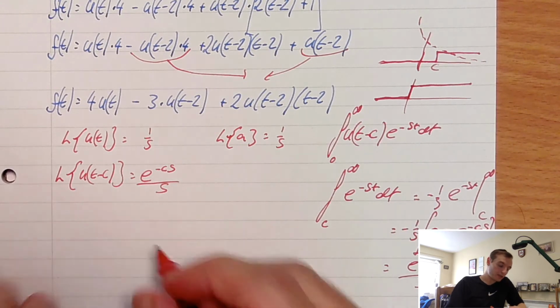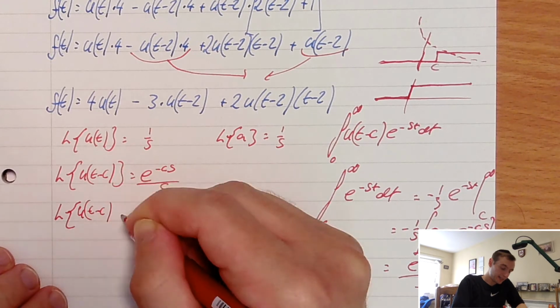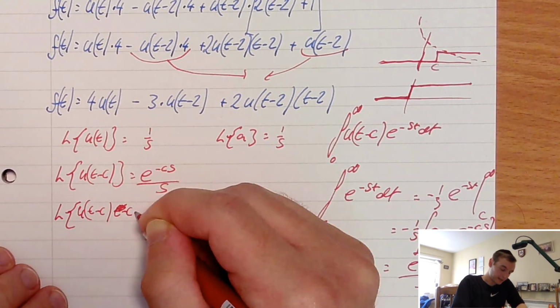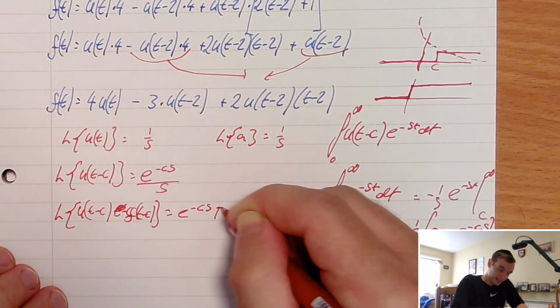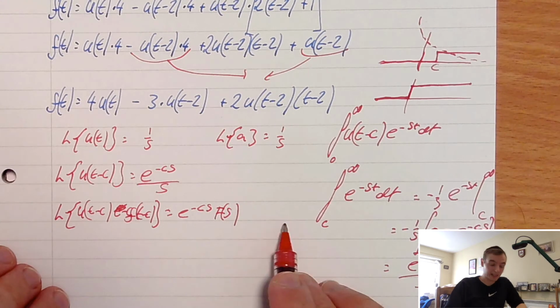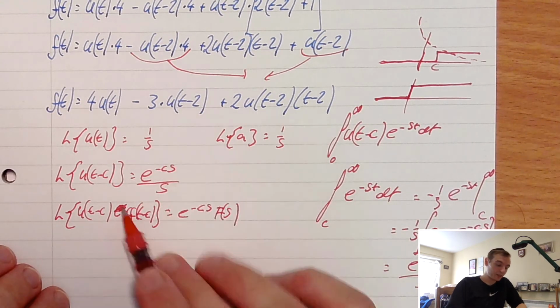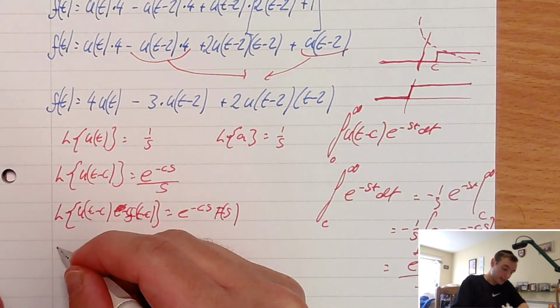And we also know that the Laplace transform of u(t − c) f(t − c) is going to be e^(−cs) F(s), providing that the Laplace transform of f(t) is F(s). So based on that, we can now actually perform the inverse transform of this function with hopefully quite a lot of ease.